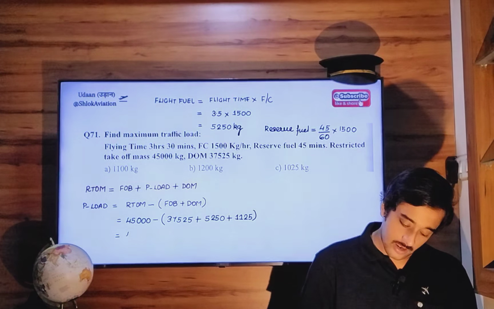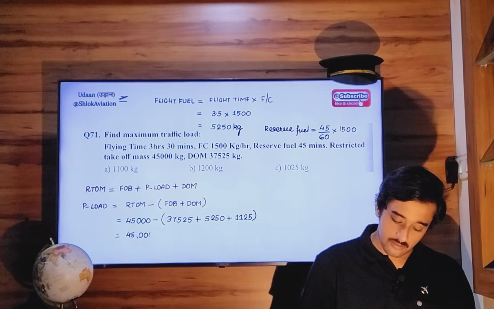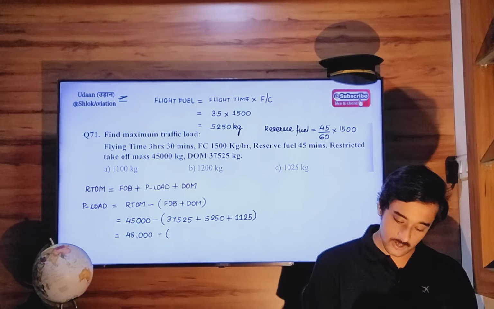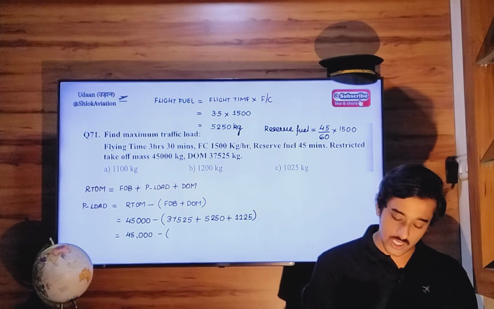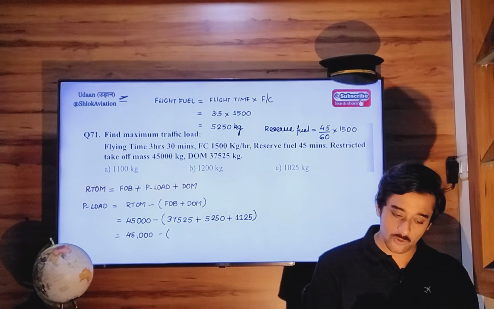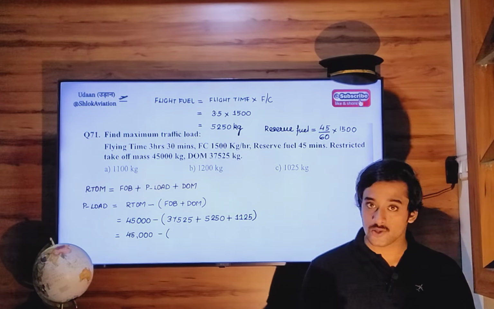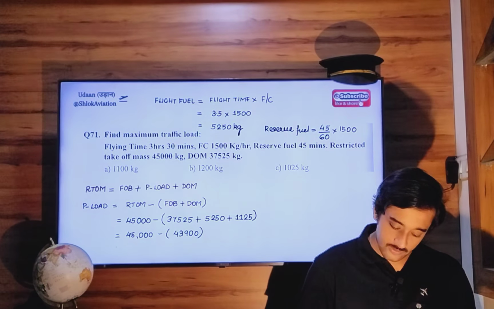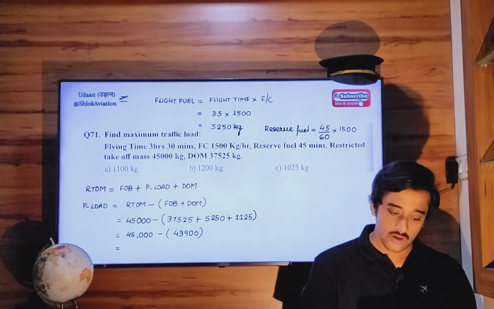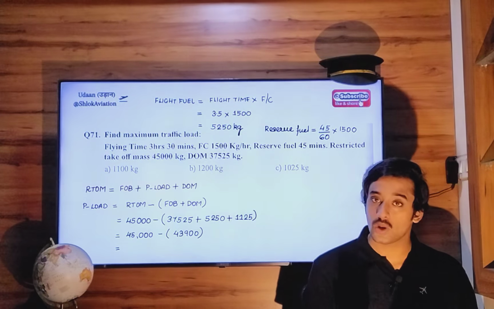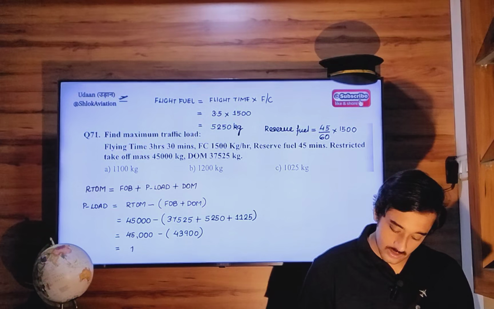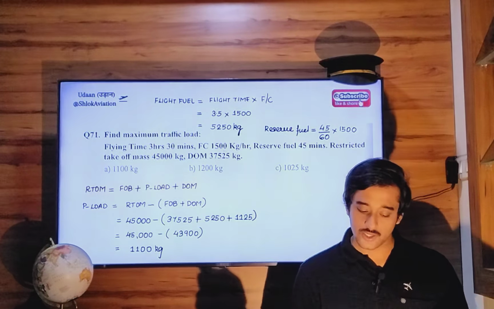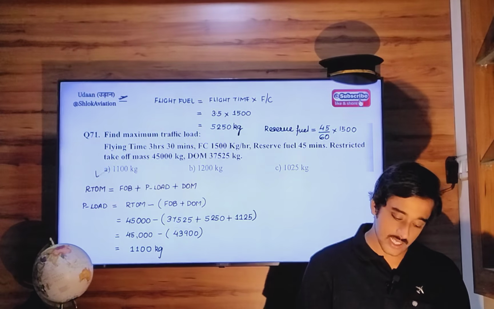Next, 45,000 minus 37,525 plus 5250 plus 1125, 43,900. Okay. So 45,000 minus 43,900 is 1,100 kg. Okay, so the payload that you can carry on this aircraft is 1,100 kg. So option A is the right option.